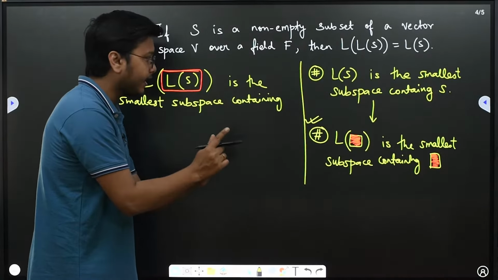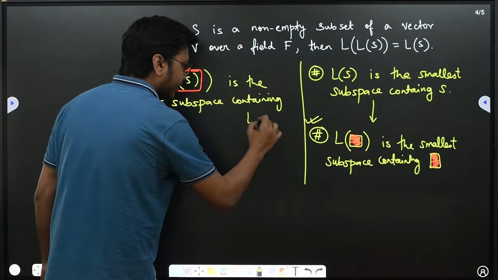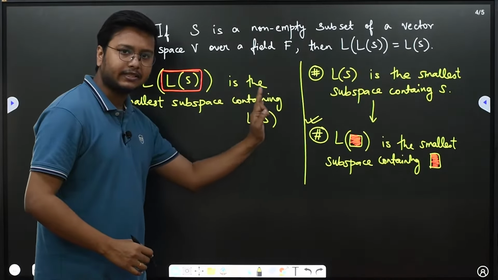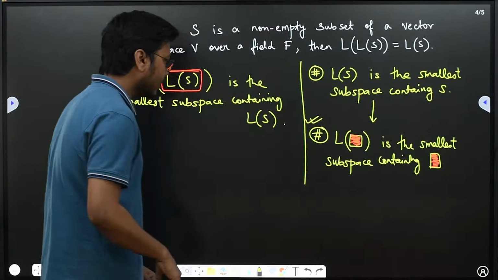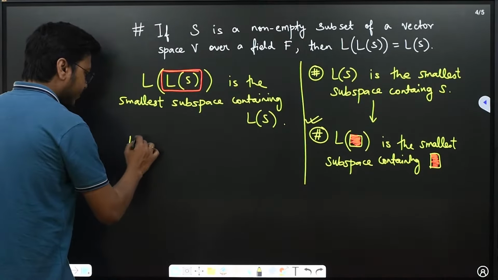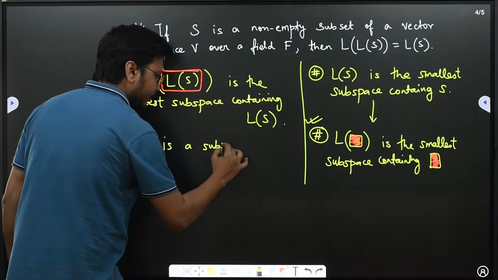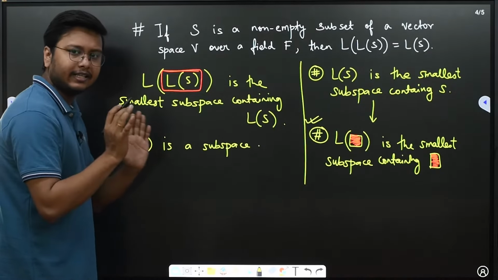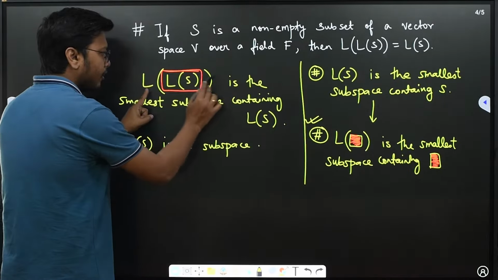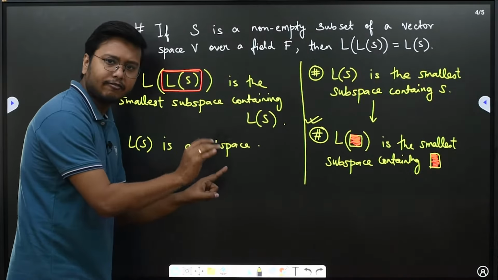Containing the box, right? And what is in the box in this case? In the box we have L(S). So containing L(S). L(S) is the smallest subspace containing S. Now again we know that this L(S) that I have got is a subspace. This is something that we already know, that L of any set is definitely a subspace. So I have got L(S) is the smallest subspace containing S, and L(S) is itself a subspace.